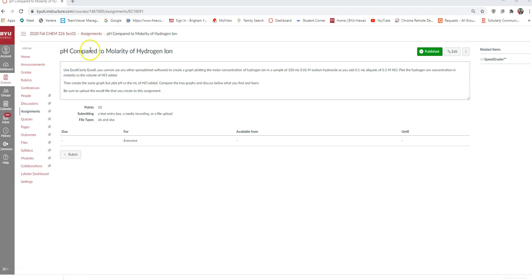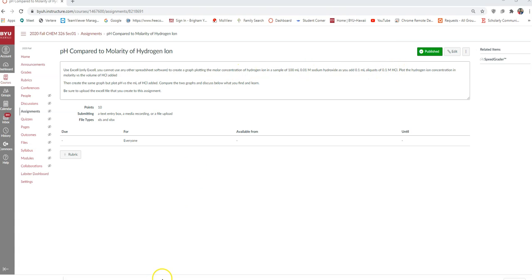On our assignment 26 here, we're supposed to make a plot between the concentration of hydrogen ion and the volume of hydrogen ion that we add to a solution of sodium hydroxide. I made a little change. It wasn't supposed to be a milliliter. It was supposed to be 0.1 milliliter aliquots of my 0.1 molar HCl.